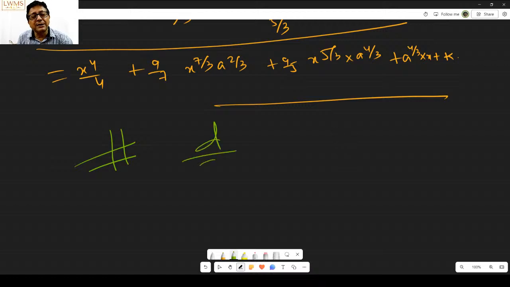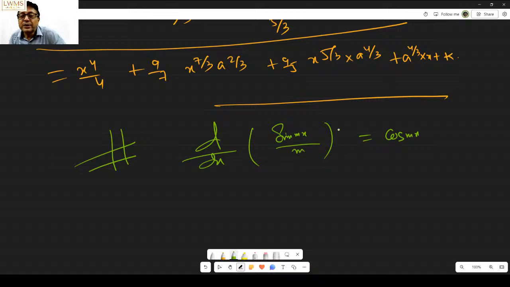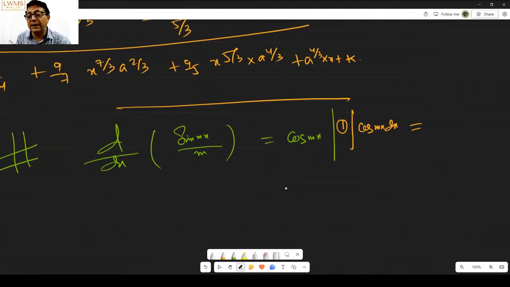If I tell you that the derivative of sin mx by m is cos mx, it will be okay, isn't it? So you can write the modified formula for cos x now. What is that? The rule of integration is now going to be modified for cos mx dx. It will be sin mx by m.